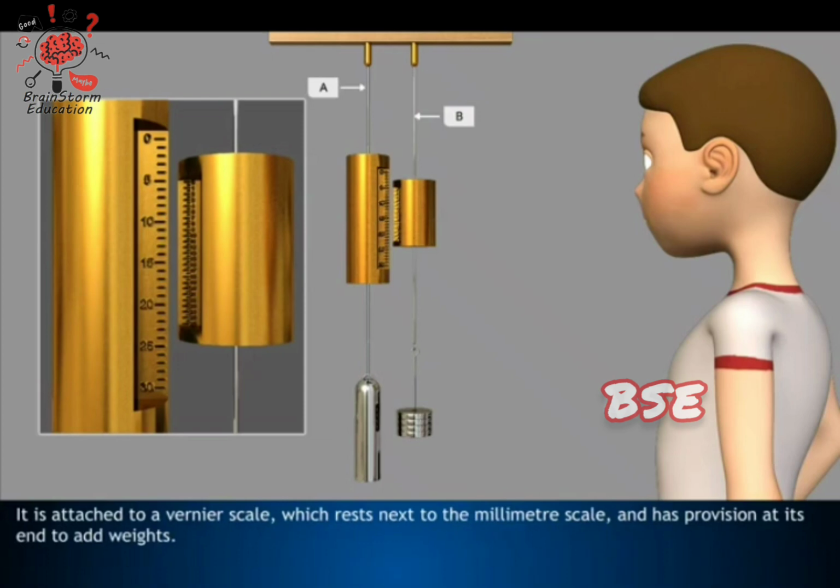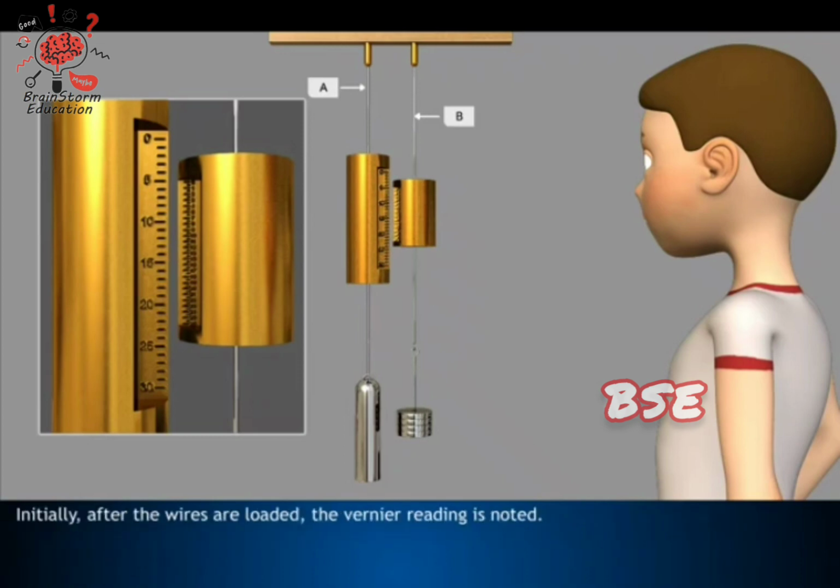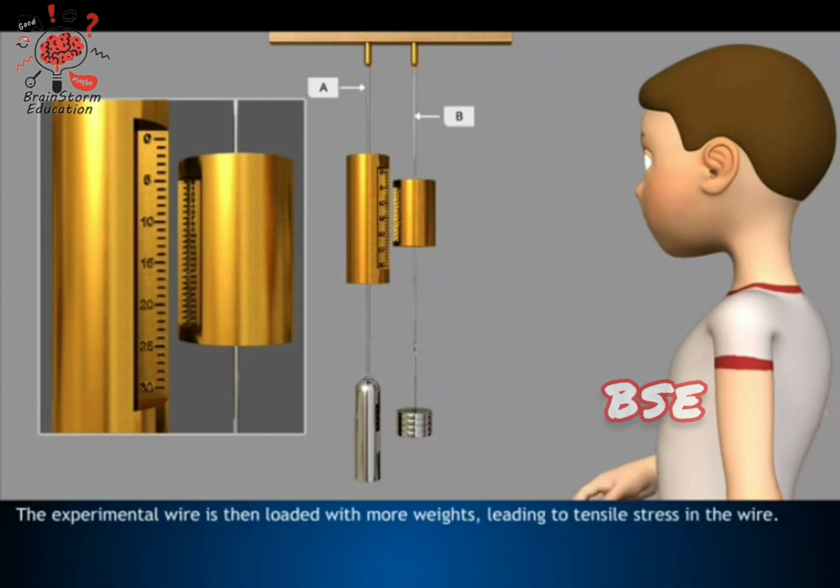It is attached to a vernier scale, which rests next to the millimeter scale, and has provision at its end to add weights. Adding weights to the experimental wire causes it to stretch under the downwards acting force of the weights. The reference wire compensates for any changes in the length of the wire due to temperature changes, since both wires would be equally affected. Initially, after the wires are loaded, the vernier reading is noted. The experimental wire is then loaded with more weights, leading to tensile stress in the wire.